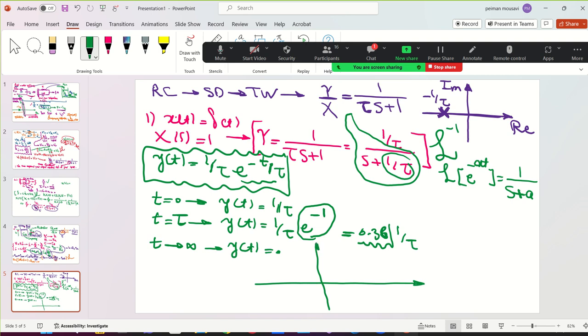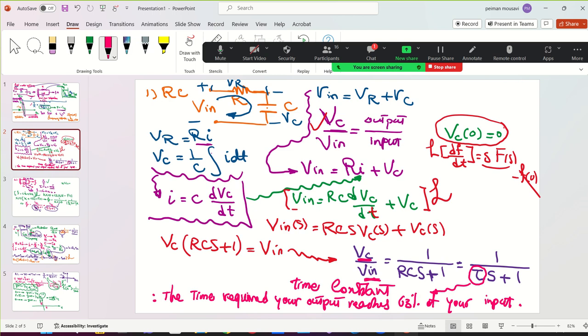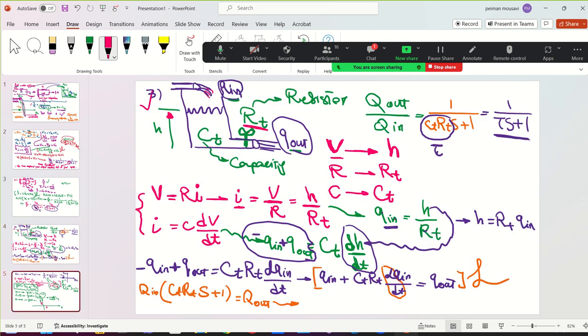For any first order system with a stable pole, at time 0 it is 1 over tau here. At tau, we define tau as what? You tell me. Time constant. It is 0.36. Now let us look at the definition of tau: the time required for your output to reach 63% of your input. 63 plus 36 is going to be 100%.